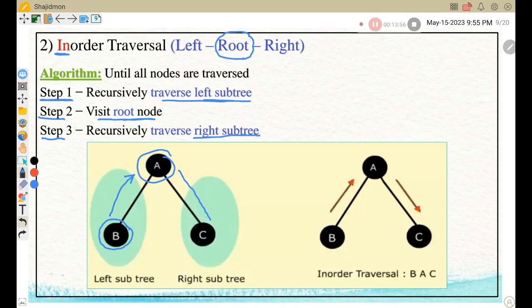So what is the right subtree here? That is C. So left, then root, then right combination, okay? You can see I am putting the arrow here. So what is the in-order traversal here? B, A and C. First B, then A, then C. That means first the left subtree, then the root, then the right subtree, okay? You can see one video here. It will be easier to understand with this animated video, okay?